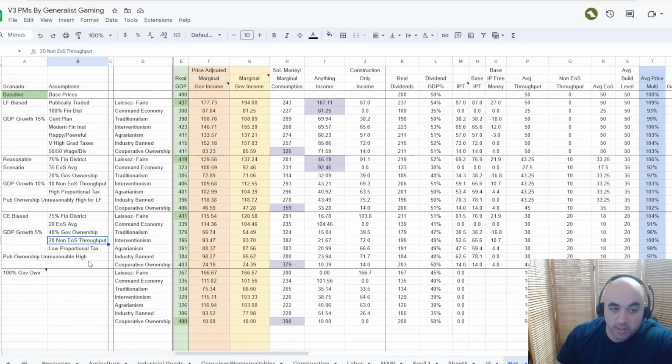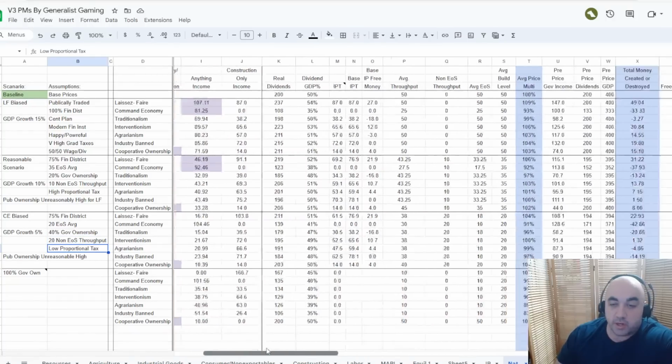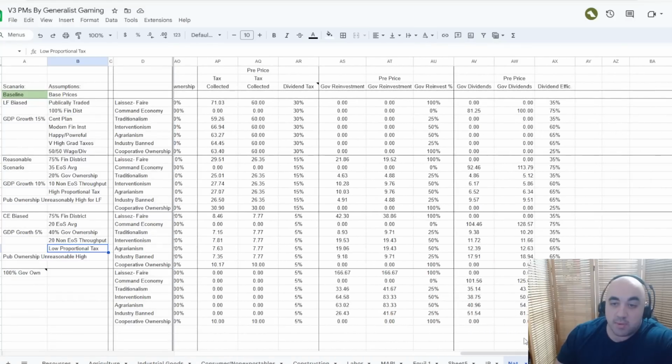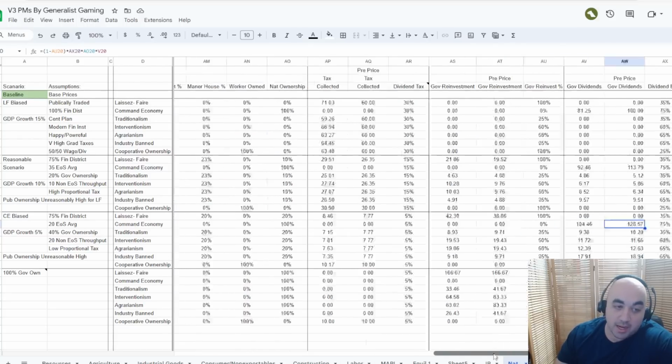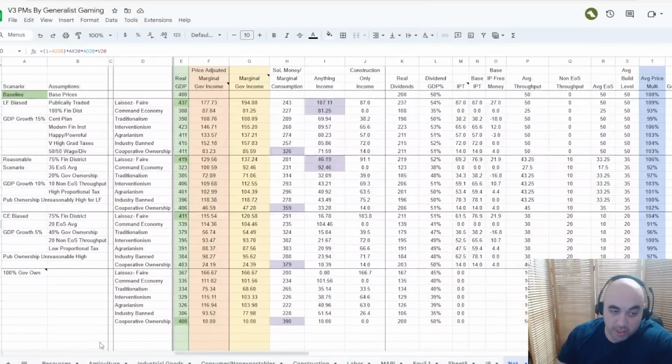We have 20 non-EOS throughput, low proportional taxation. So as you lower taxes, this will decrease your income on most of the systems, but since most of your income on command economy is coming from government dividends, it doesn't decrease it. So in a sense, command economy allows you to go low taxes a little bit better, but this is assuming low taxes, and this is really why in this kind of category, command economy really shines.